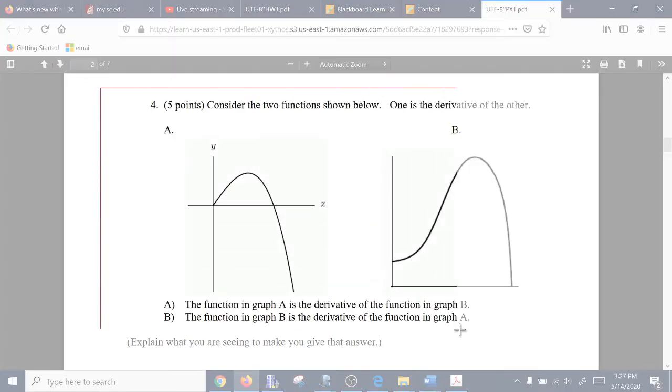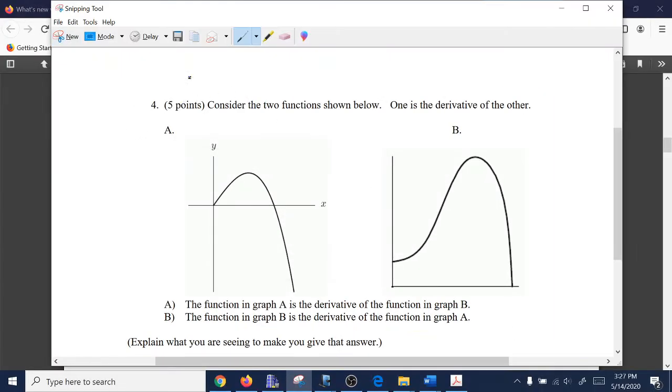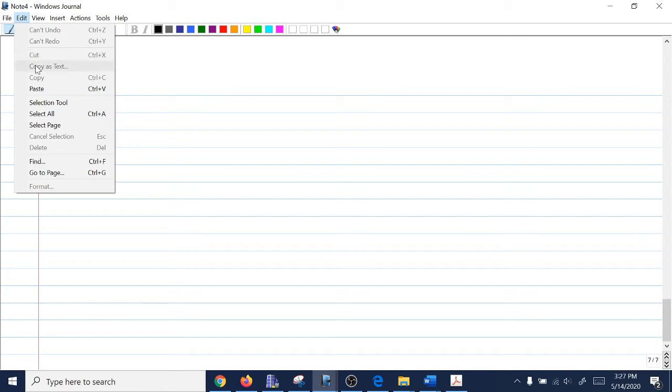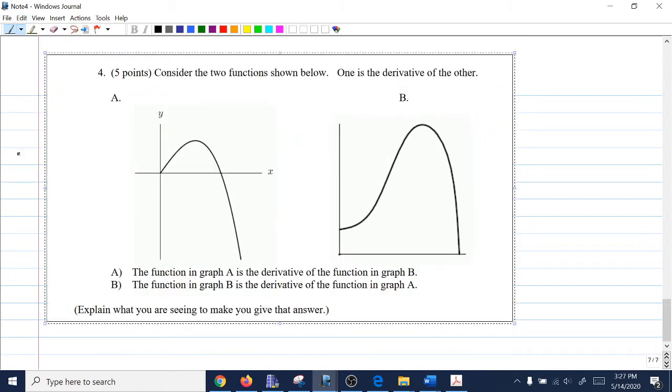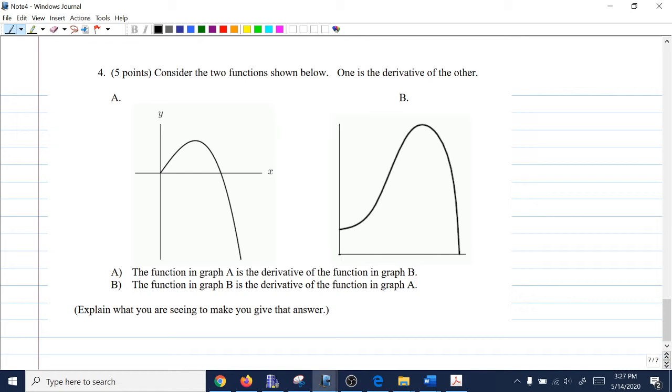Here's two functions. One of these is the derivative of the other. This is like that matching thing, but which one is the derivative? Well, let's see. This function increases, then decreases. So its derivative will be positive, then negative. Is this function positive, then negative? No, that function is always positive. It stays above the x-axis forever.